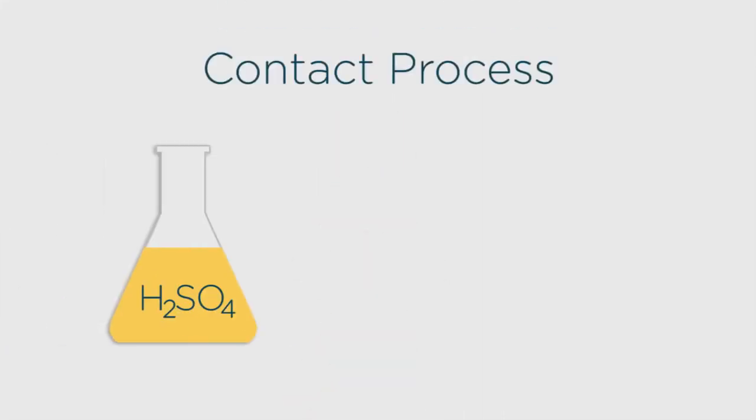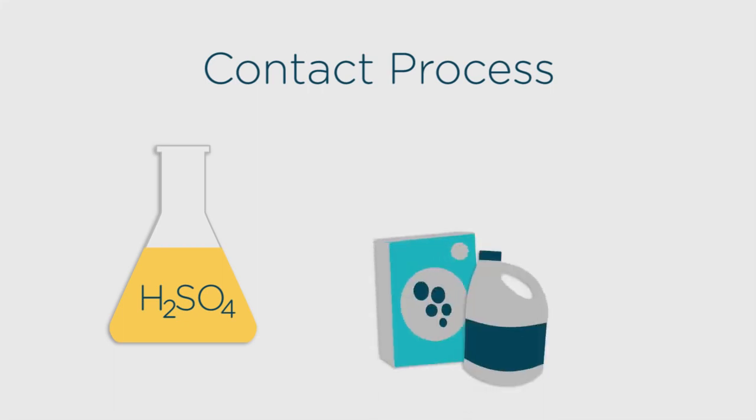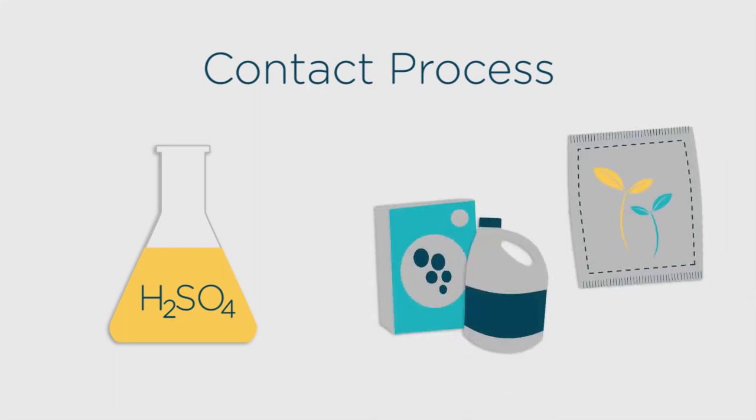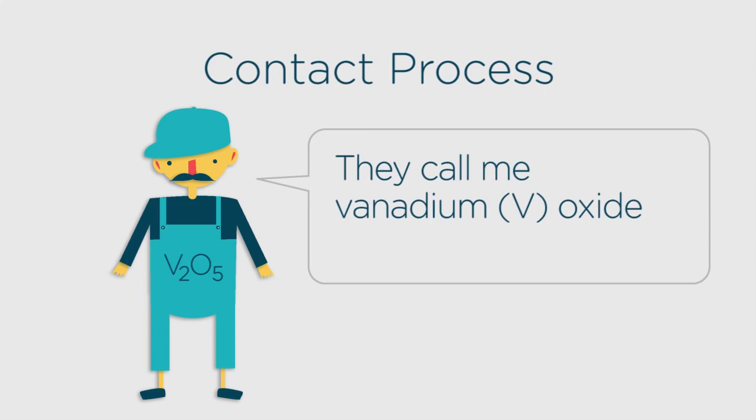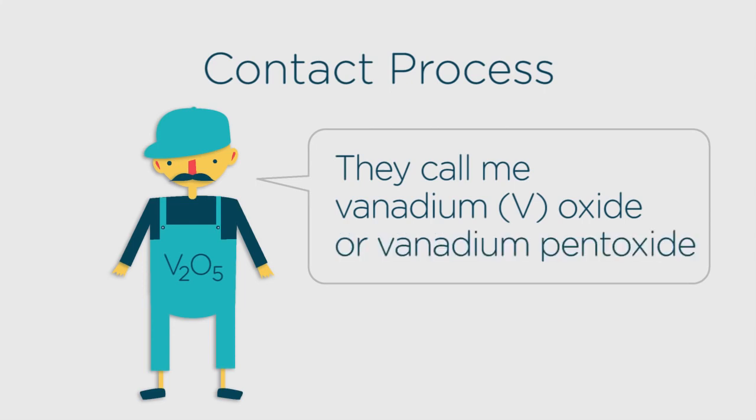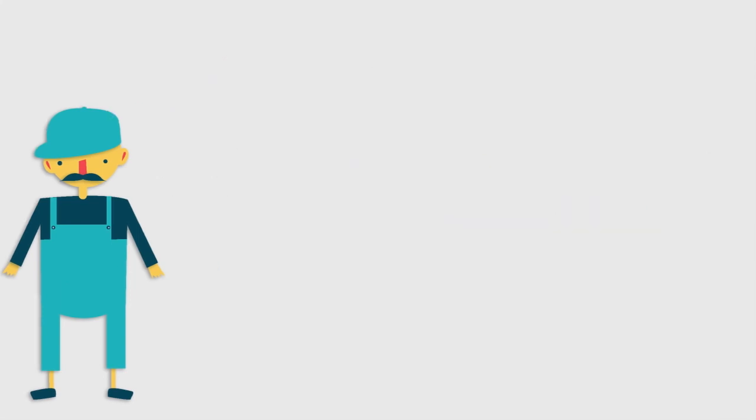And secondly, the contact process to manufacture sulfuric acid, which is used to make detergents and fertilizers. Vanadium(V) oxide, sometimes known as vanadium pentoxide, is the catalyst in the contact process.